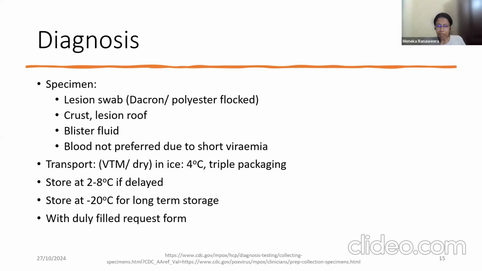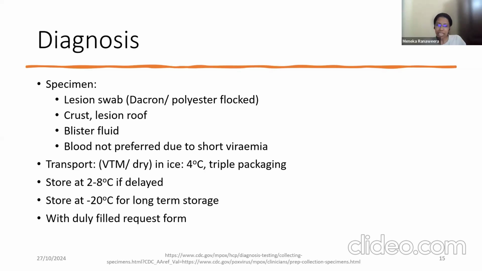Blood again is not preferred due to the short viremia phase. It is better to transport in VTM in our setting, although it can be transported dry as well, as it's a DNA virus and is quite known to be quite stable. Even transporting it as a dry swab is acceptable, but then we need to think about the storage temperature conditions.